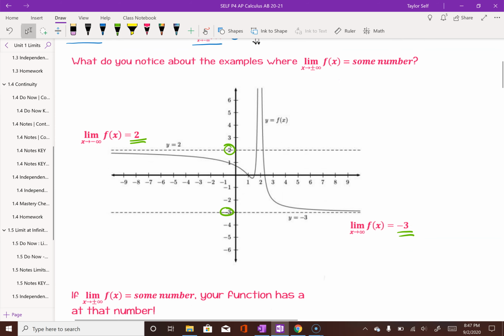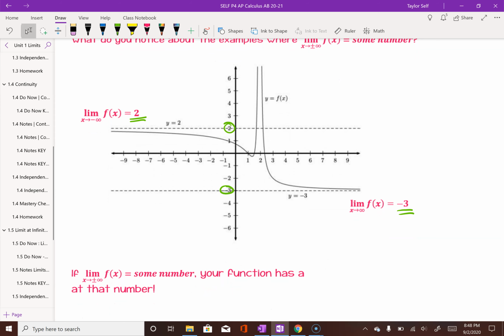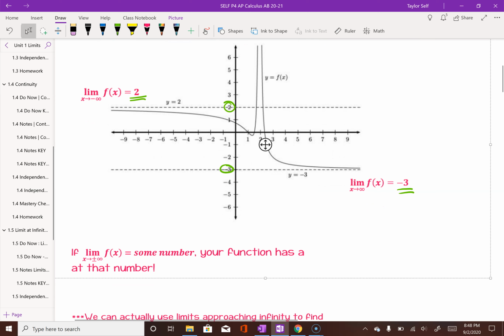Okay, so we're going to write a little note to ourselves. If the limit as x approaches positive or negative infinity of f of x equals some number, your function has a horizontal asymptote.